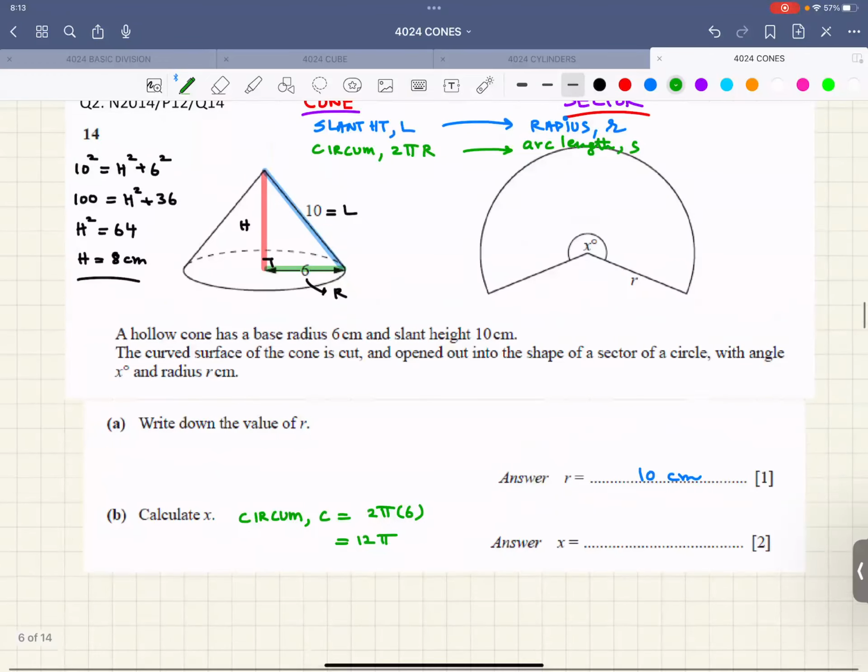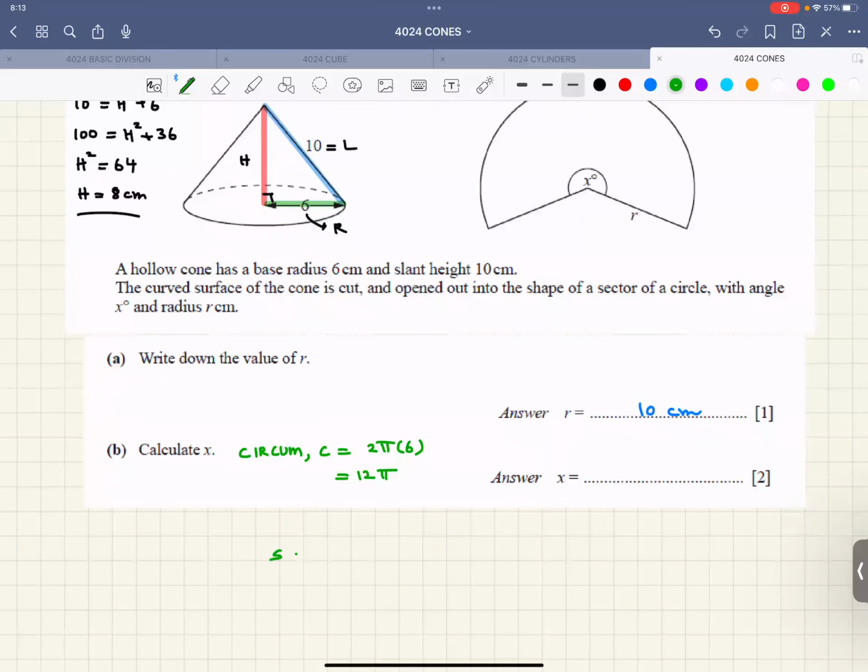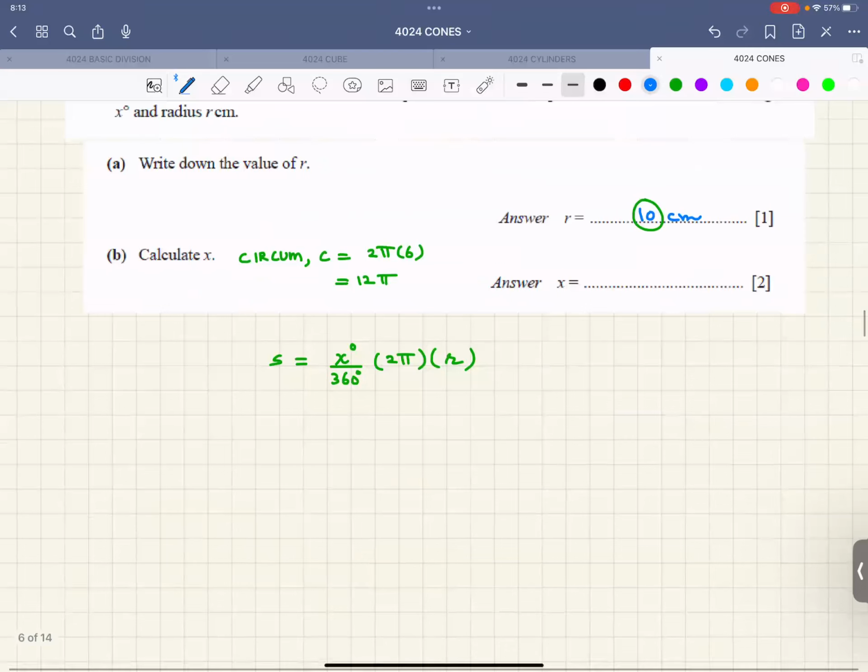And if I use the formula, arc length, that is theta, which is x over 360 degrees, into 2 pi into r, over here the r is the small r, which is 10 centimeters. So let's use the things. This circumference is this thing. So this is 12 pi. And then we have x over 360 degrees into 2 into pi into this r, which is 10. I hope you're getting this.